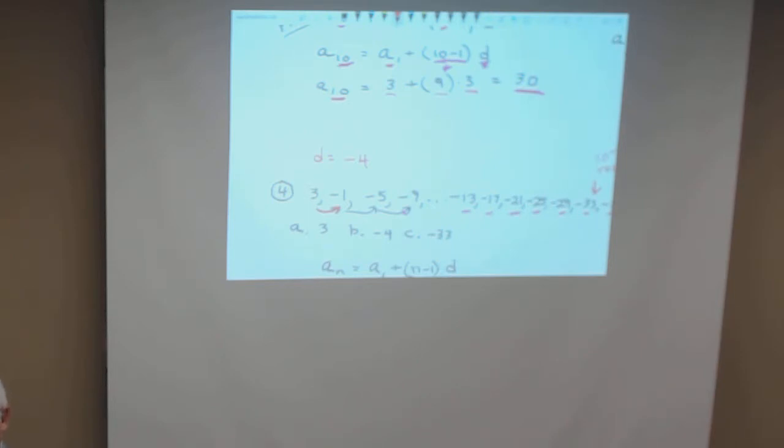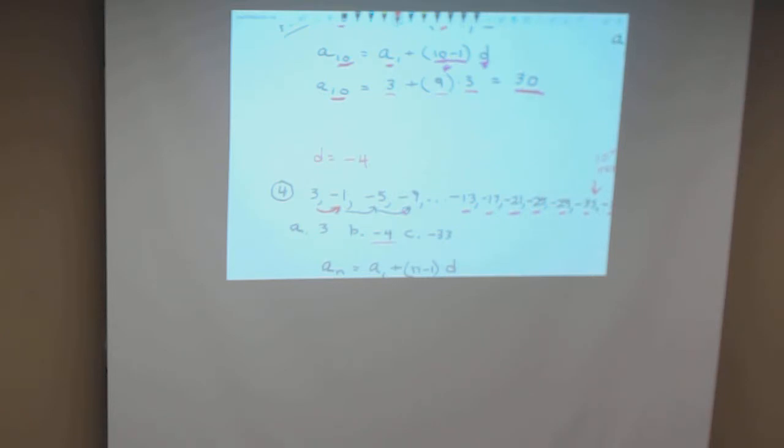Here's 0. Over here is 3. You go minus 4. You're at negative 1. Then you go from negative 1, minus 4. You're at negative 5. You follow that on the number line? So the common difference is negative 4.